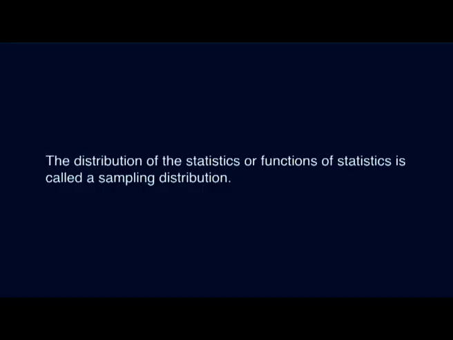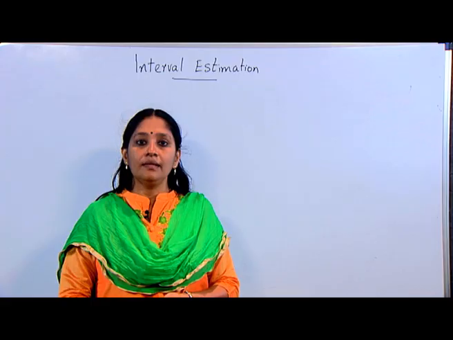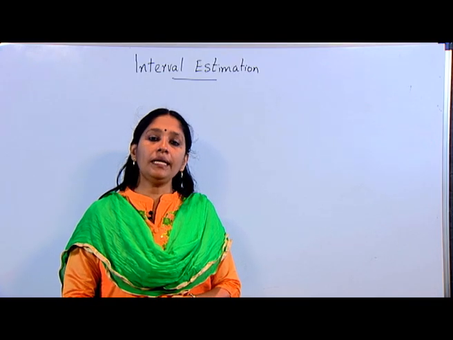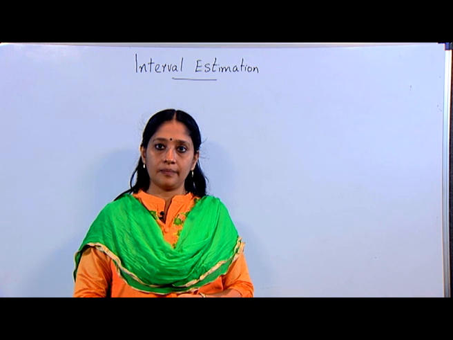Now, let us see how the confidence intervals are constructed for the estimation of the population mean, population variance, etc. But we should have an idea about the distributions of the statistics before entering into the procedure. You know that any function of sample values is a statistic. The distribution of the statistics or functions of statistics is called a sampling distribution. So, let us discuss about different types of sampling distributions.